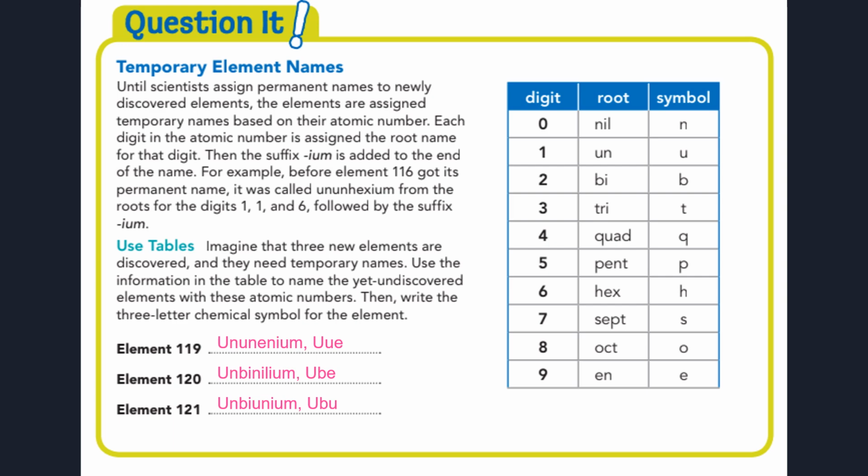So then if we were to find 161, that would be unhexunium, and it would be labeled capital U, H, U. And it goes on using those same principles.